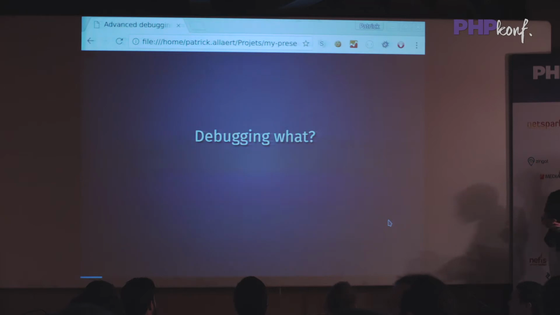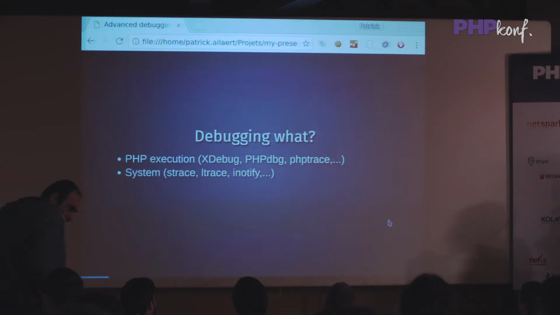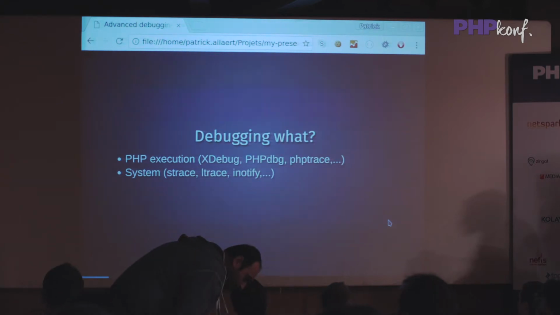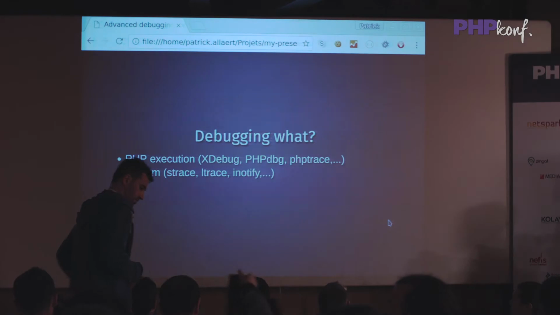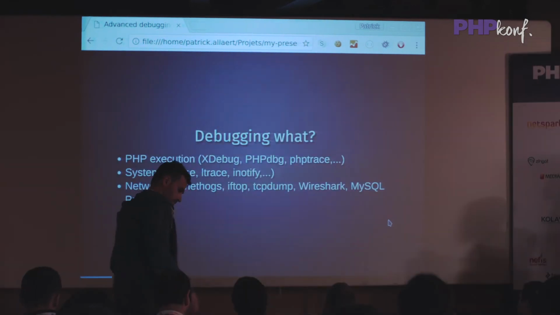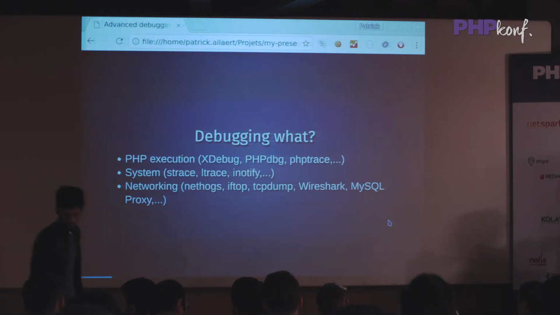So we're going to talk about debugging today, but debugging what? There are various things you can debug. You can debug the PHP execution, so really your code, the code that you wrote. You can debug the system, so the interaction between the code you are writing and the external world. And if we have time, I'm going to introduce network debugging a little bit.